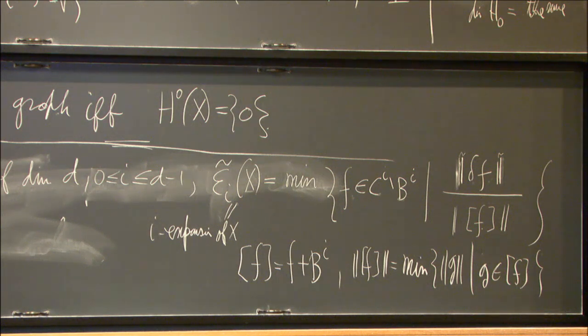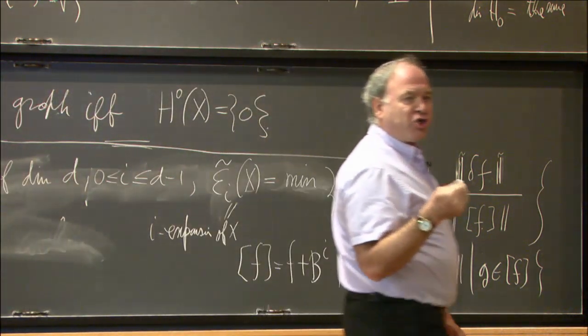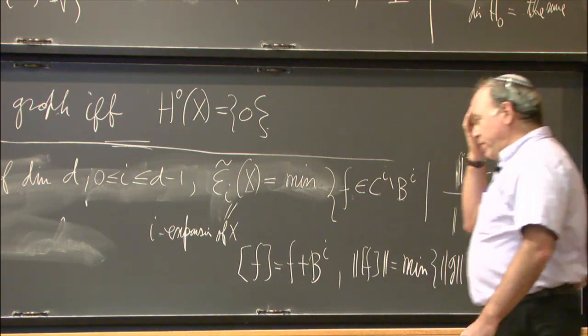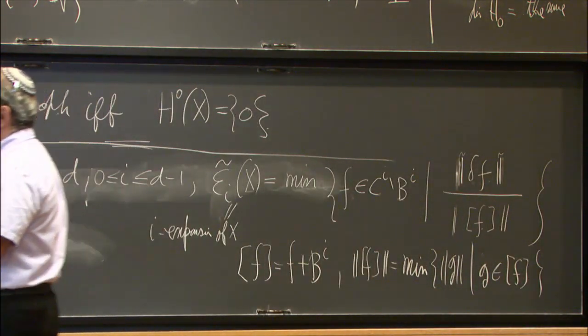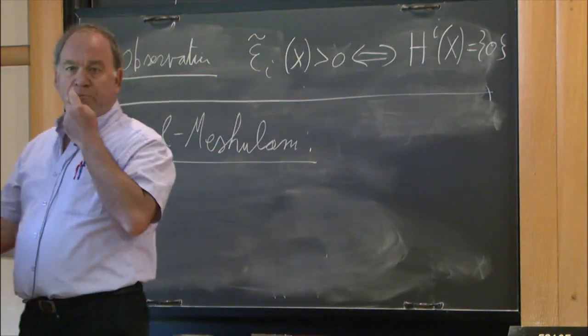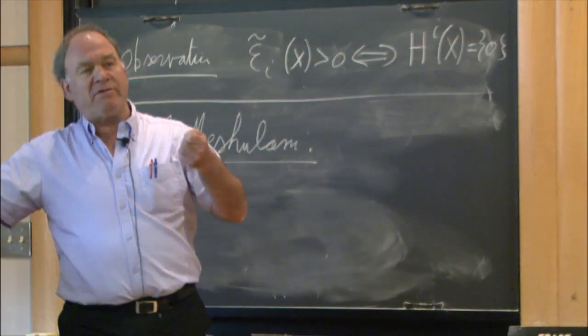Nati, Nilian, Roy Meshulam set up a program to generalize the classical Erdos-Reni theory of random graphs. Now, the theory of Erdos-Reni is saying the following: you take n points, and you pick up, and you decide.